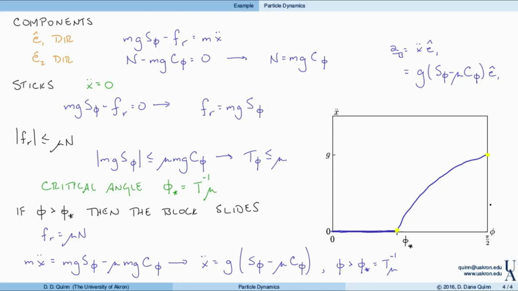So that's it for this problem. We have looked at a very simple problem with friction, and we're able to distinguish between slip and stick in the resulting motion depending on the angle that we orient the surface.